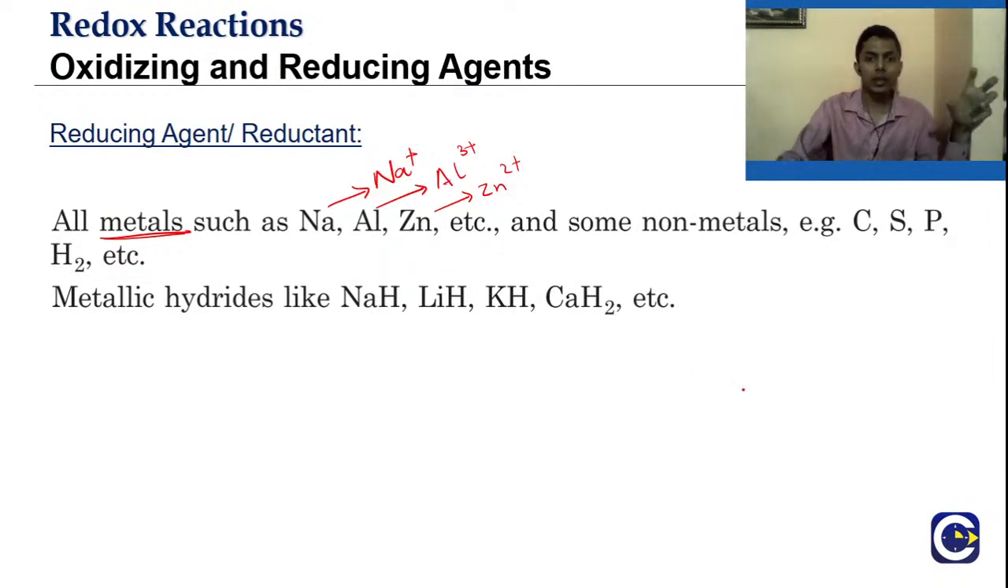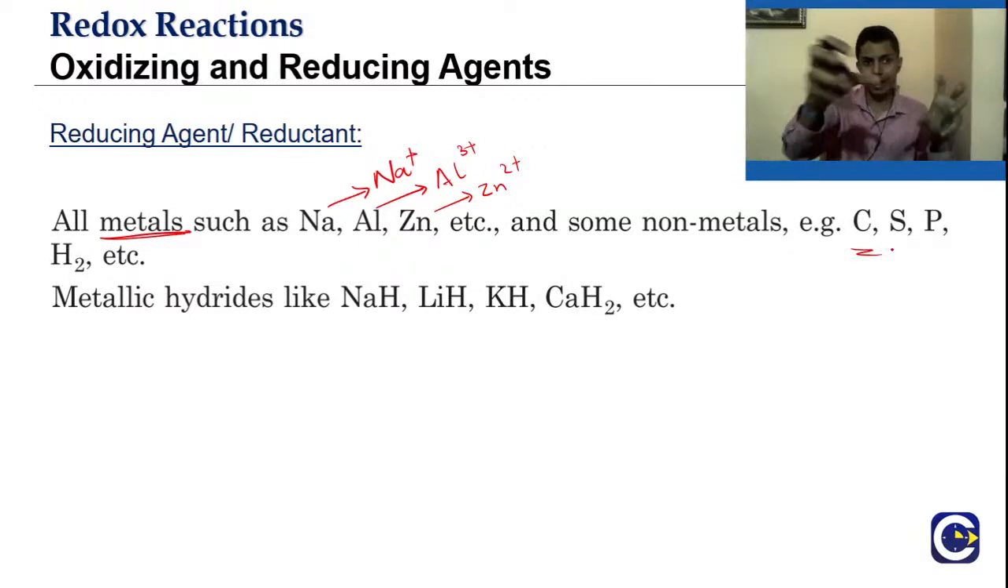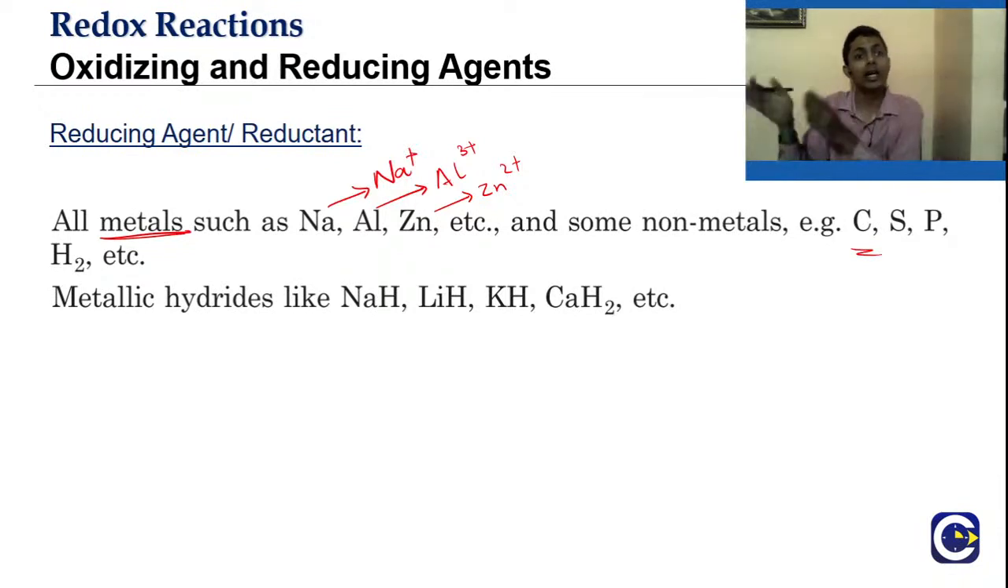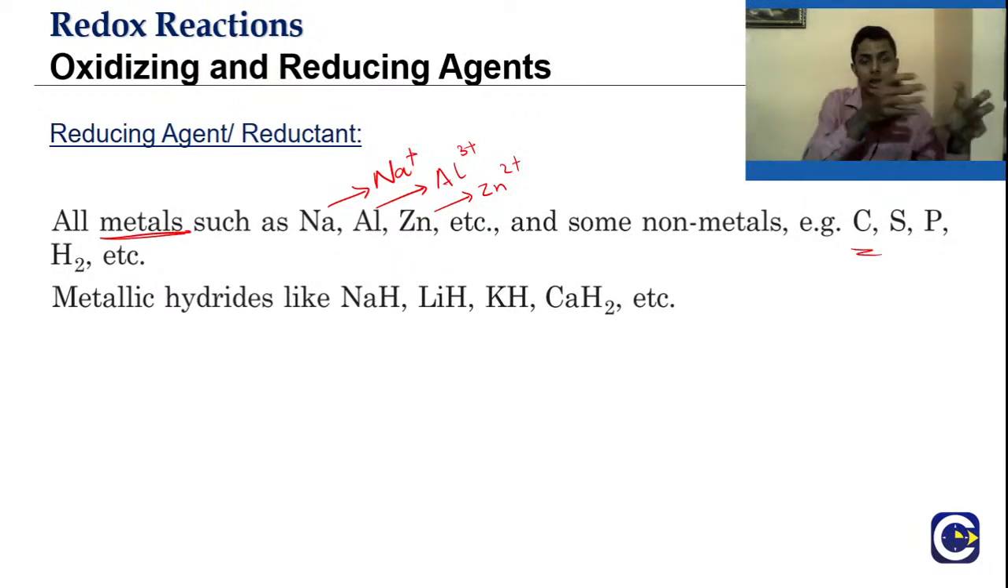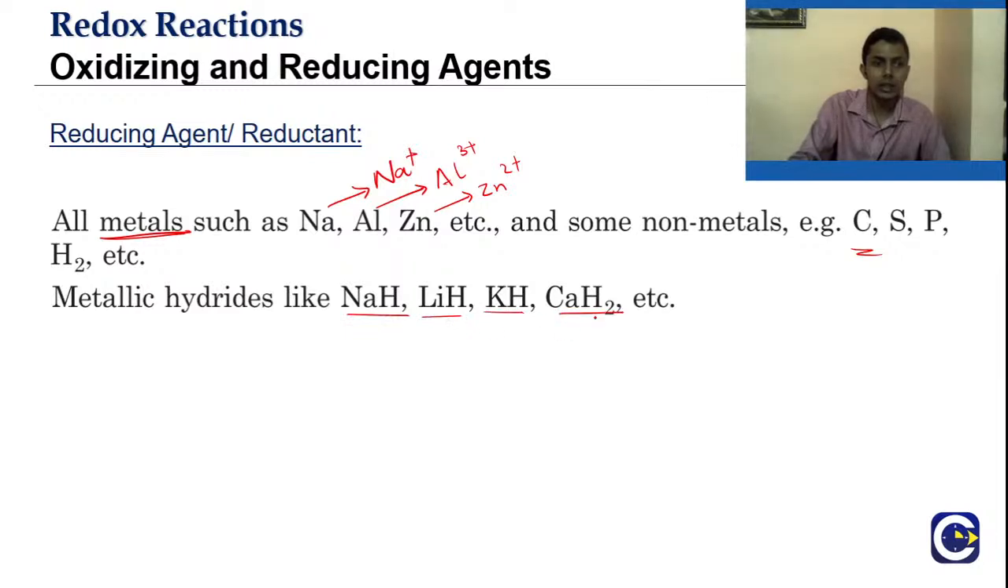And non-metals want to take away electrons. We heard that, right? Since they want to take away electrons, they want to undergo reduction. So they act as very powerful oxidizing agents so that they can undergo reduction. Metallic hydrides like NaH, LiH, KH, CaH2, etc. will remove hydrogen from the other atom.